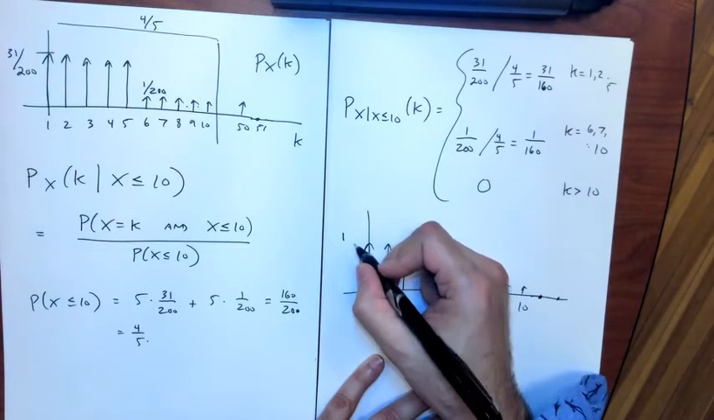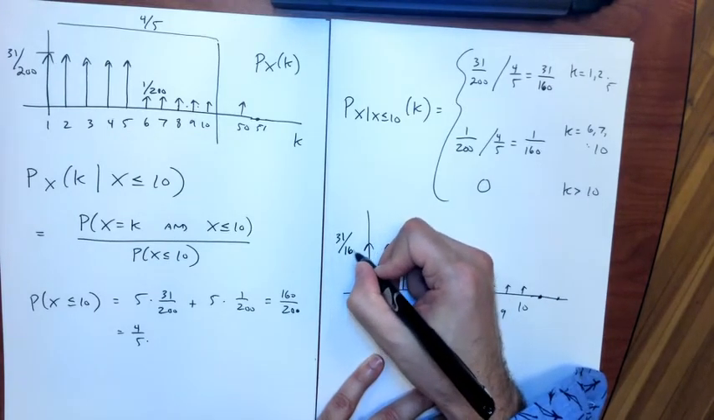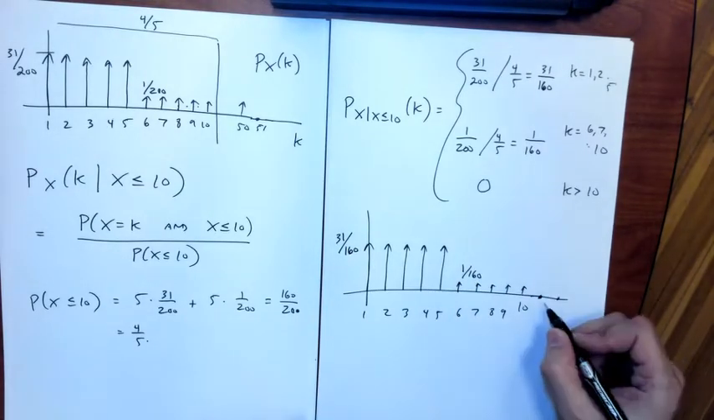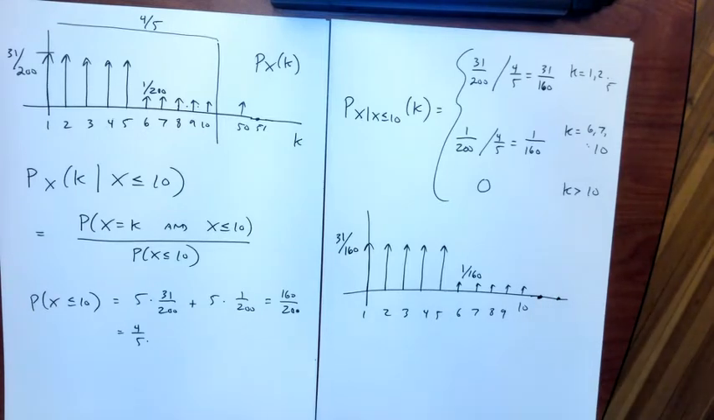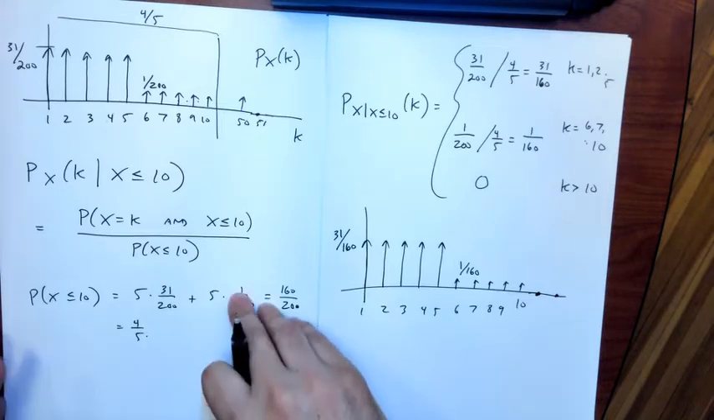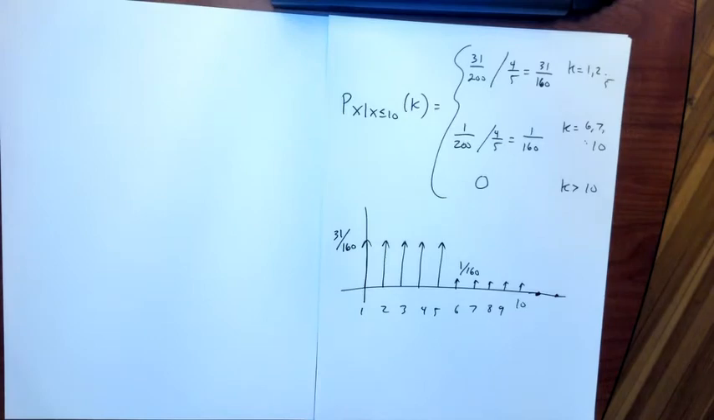So now these values become 31 over 160, and these values become 1 over 160. And then nothing happens beyond 10. Questions about this? So now I could ask, okay, what's the expected value of this conditional distribution, right? So given that I told you you're in the range 1 through 10, what's the expected value? Well, I would just go ahead and compute it, right?